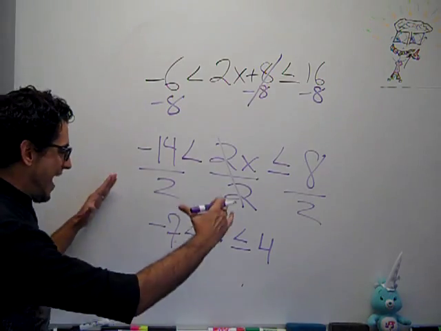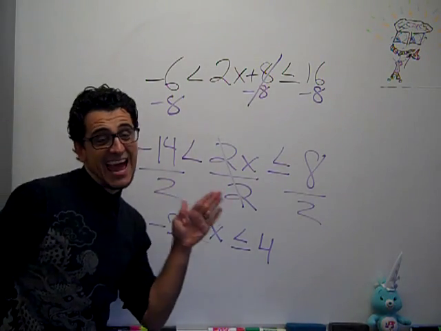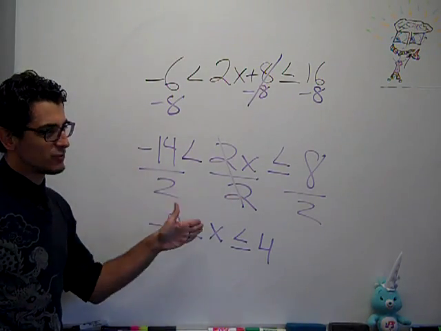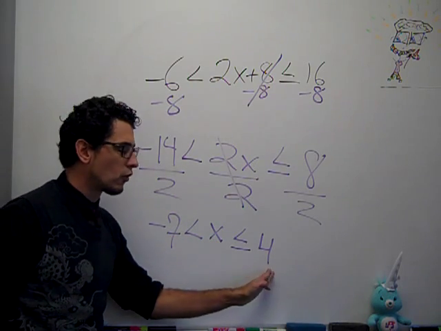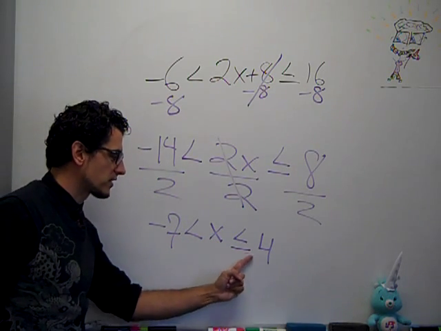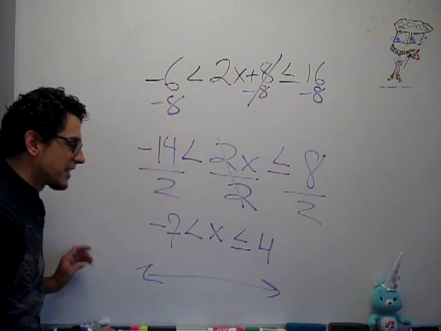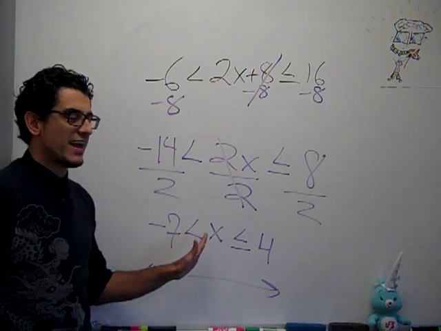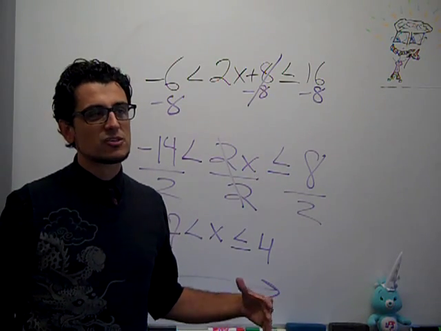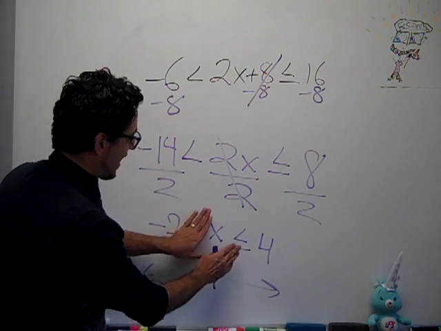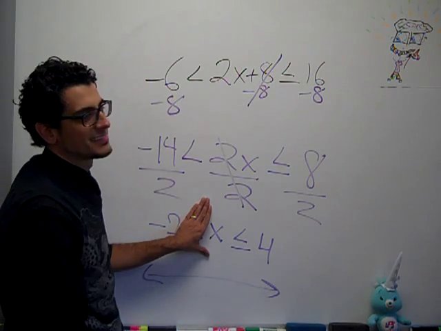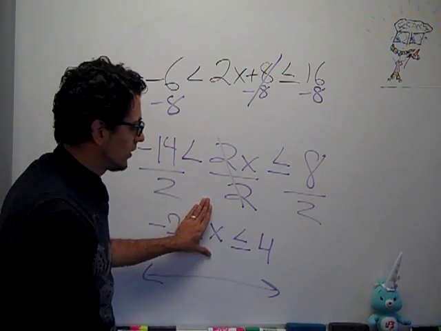Okay? And so I can just have it written like this. And I'd say it as negative 7 is less than x, which is less than or equal to 4. Again, I'm graphing it the same way. But I don't have that wonderful moment where I have x on the left side of the inequality.